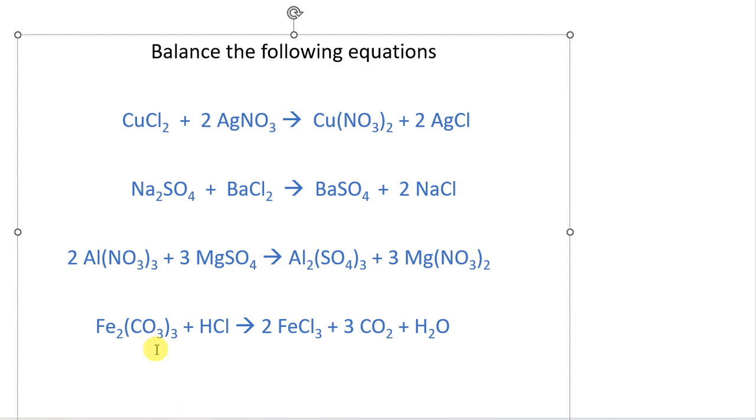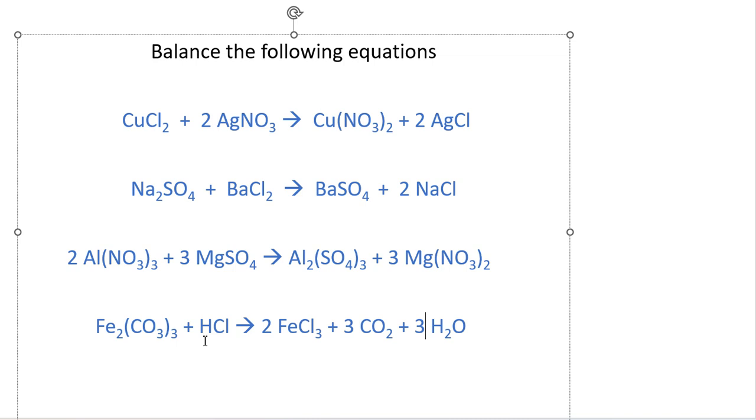For O, CO3, that's 3 oxygens, but I've got it 3 times. That's 9. On the right, CO2 contains 2 oxygens, but I've got 3 CO2. That's 6 altogether. I need 3 more. 9 on the left. I need 9 on the right. I get my 3 more by making it 3 H2O.